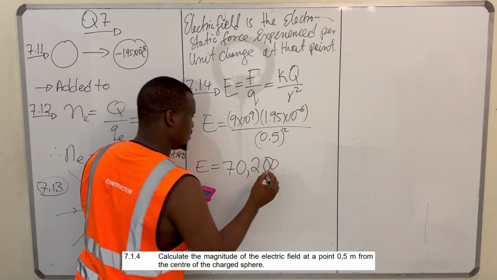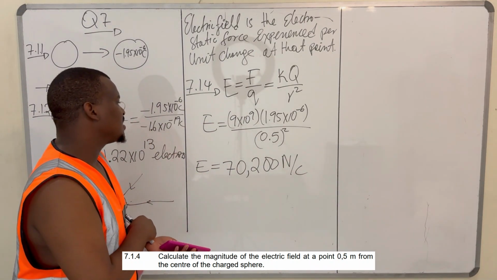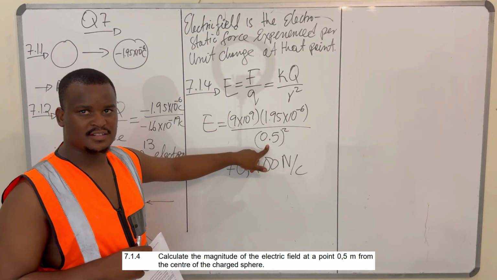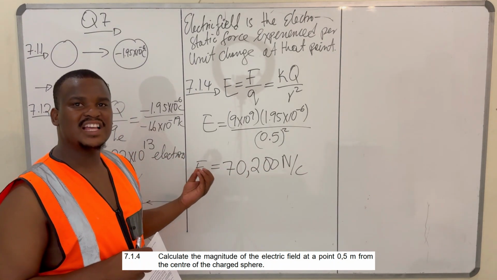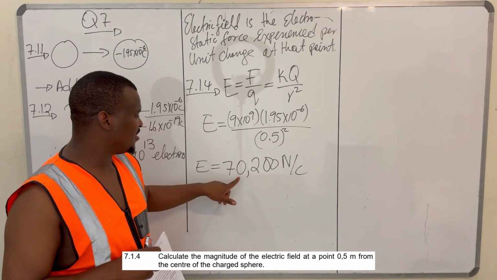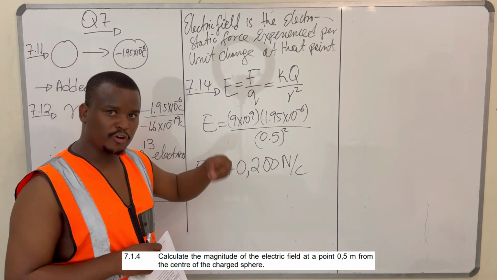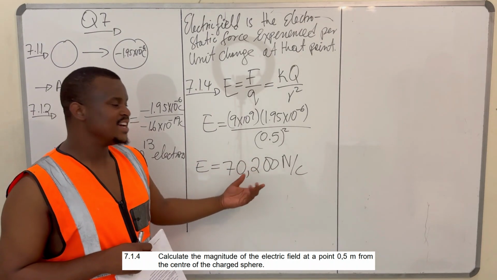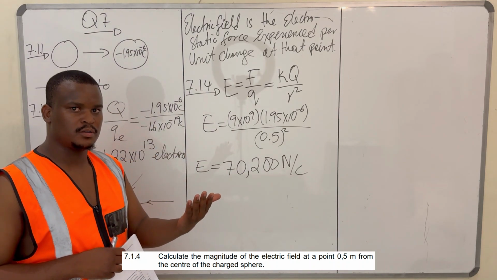So it comes up to be 70,200 newtons per coulomb, right? Which means it's 0.5 meters away from our charge. A charge that is placed there will experience a force of 70,200 newtons for each coulomb that it carries. So that's what an electric field is. It's not a force, it's a measure of force experienced by each unit charge, by each coulomb.